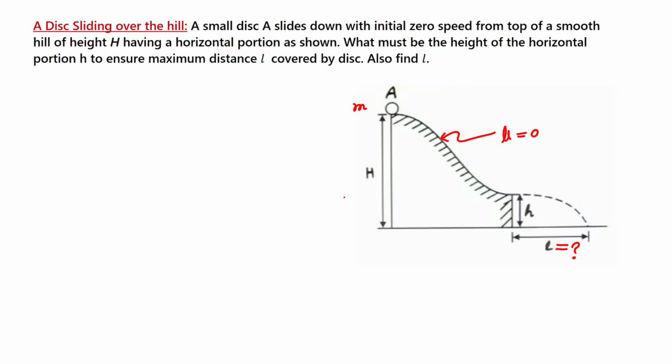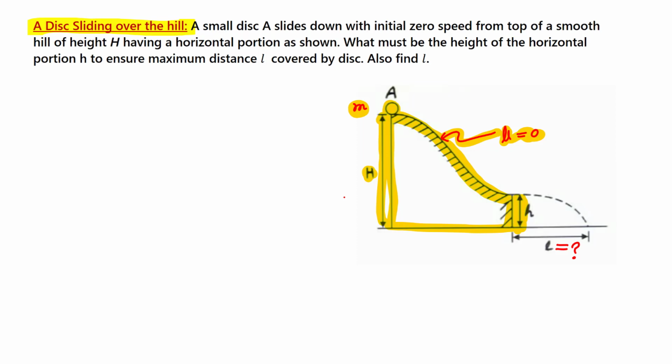Hello friends. So this problem is about a disc sliding over a hill. The problem says we have a disc A of mass M and this disc is falling over a hill. So this is my hill, and the curved portion of this hill is smooth, so the friction coefficient is 0. This is given in the problem, and the height of this hill is H. The lower end of the hill has a height of small h.